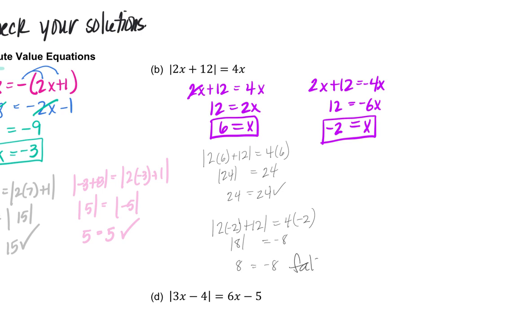So this is false. So that means this answer choice up here is not going to work. This one is an extraneous answer. So since this is false, negative 2 will not work. Because you cannot be equal to a negative. I cannot be equal to negative 8. Questions?